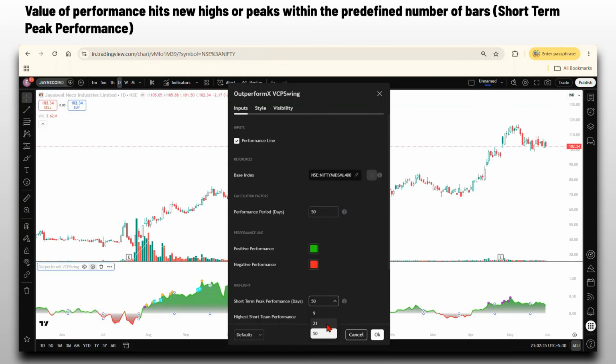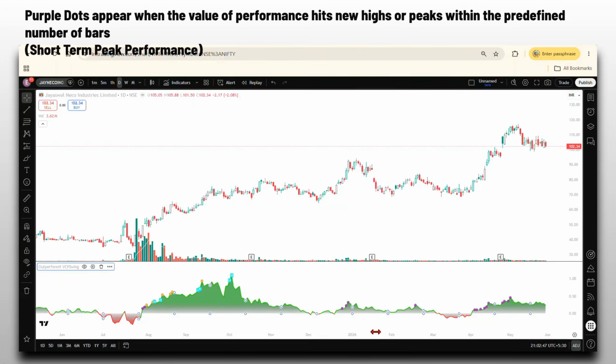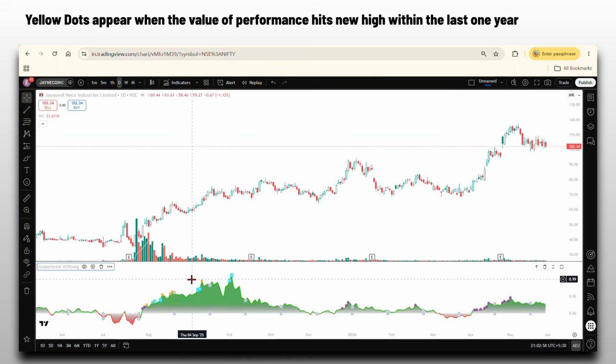I prefer to use 21 here as a value as I found it useful for detecting the outperformances on the 50 bars performance period. So again, these purple dots are the highest value of performance in the said amount of bars. The yellow dots appear when the outperformance value is the highest within the last 252 bars or 1 year.